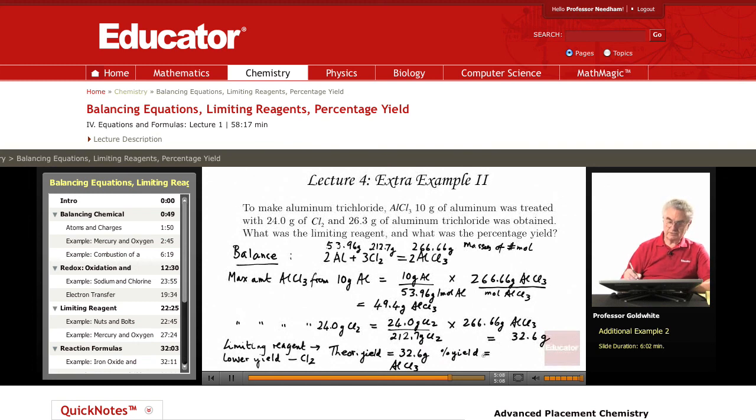and the percentage yield is the actual yield, which is 26.3 grams, divided by the theoretical yield, 32.6 grams, times 100%. And that equals, let's give the answer in red, about 81%. Since we started with a 2 significant digit number, 10 grams of aluminum, we can only report a 2 significant digit result.